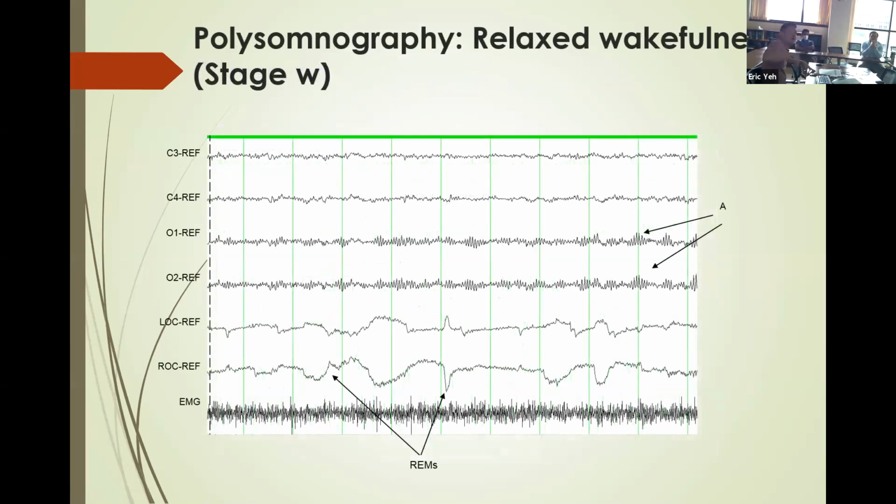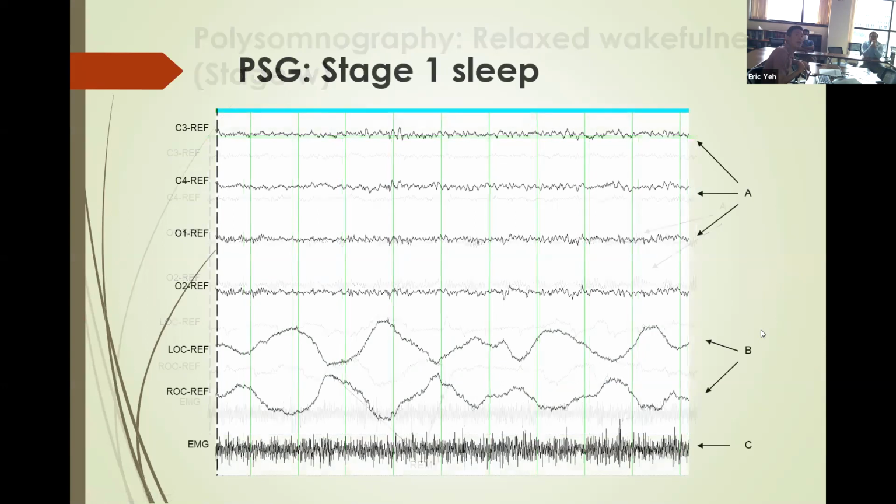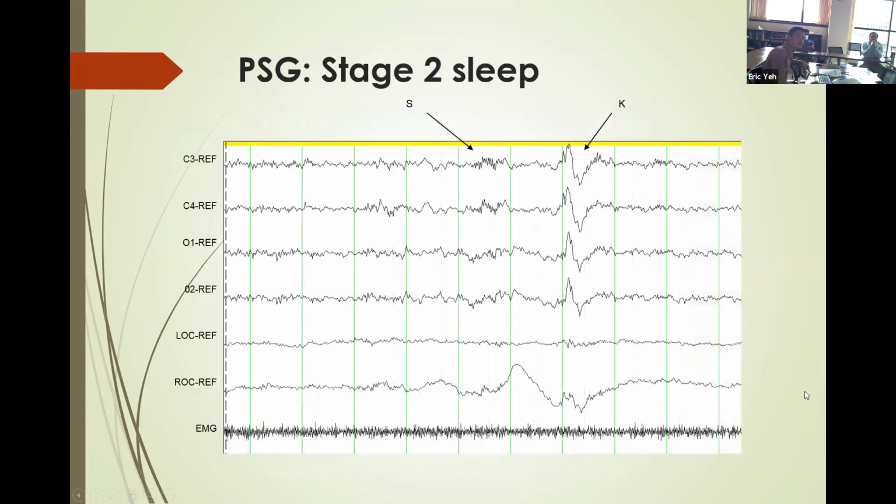So I guess I already gave away the answer to that, but this is a relaxed wakefulness, and then you're looking around, you have rapid eye movements, voluntary, some alpha waves there. And stage 1, you got more of a slow rolling eye movement, you got some muscle tone. And then stage 2, now we can probably pick these up pretty easily, right? With the spindles and K complex.